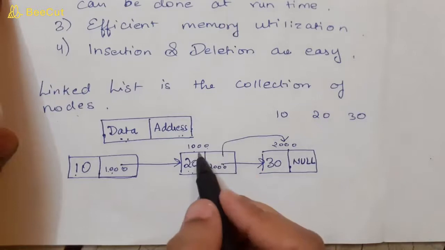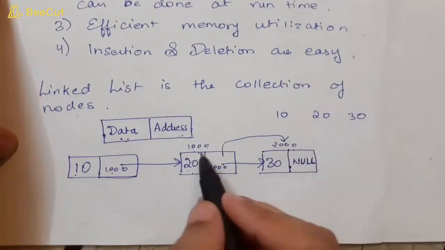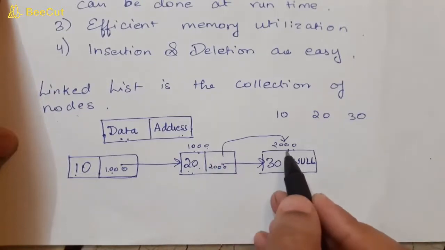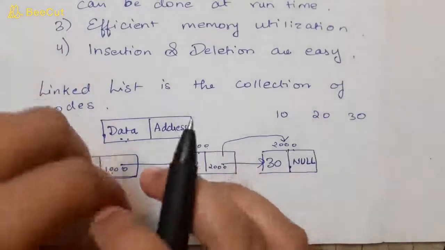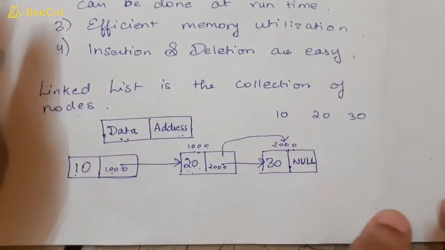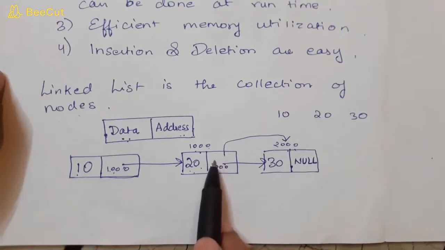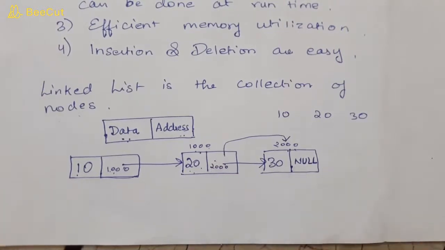Suppose this one is stored at 1000 and this one is at 2000, then you can see that these are not contiguous memory locations. These are completely different. So in a linked list there is no need to store elements at contiguous memory locations, because we are using the concept of pointers. The address will be stored in the next field or the address field. Okay, so this is the basic concept of linked list.